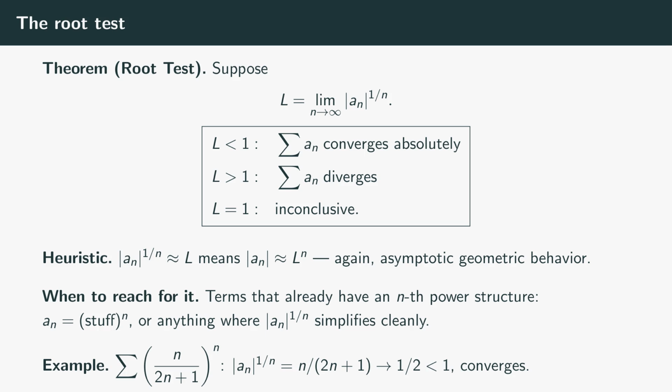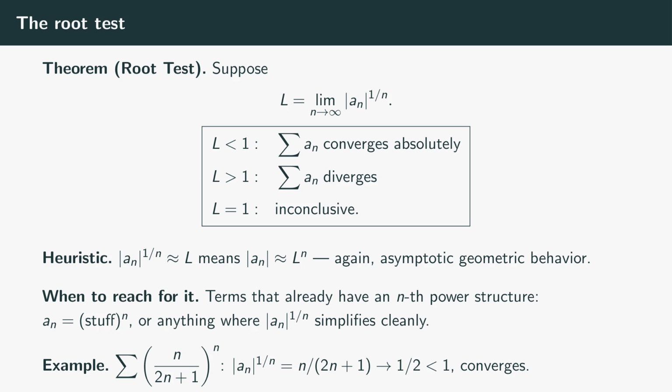Same heuristic too. If the nth root of the absolute value of a_n approaches L, then the absolute value of a_n is approximately L^n asymptotically. Geometric behavior with ratio L. Below 1, it shrinks fast enough to sum, above 1 it grows, equal to 1 the test can't see what's happening.